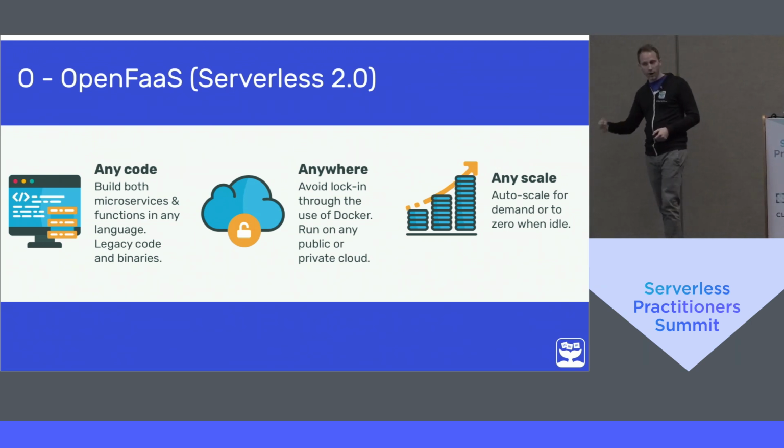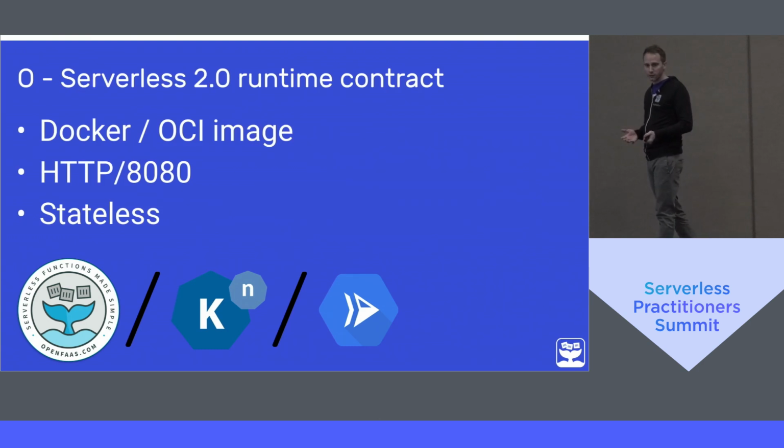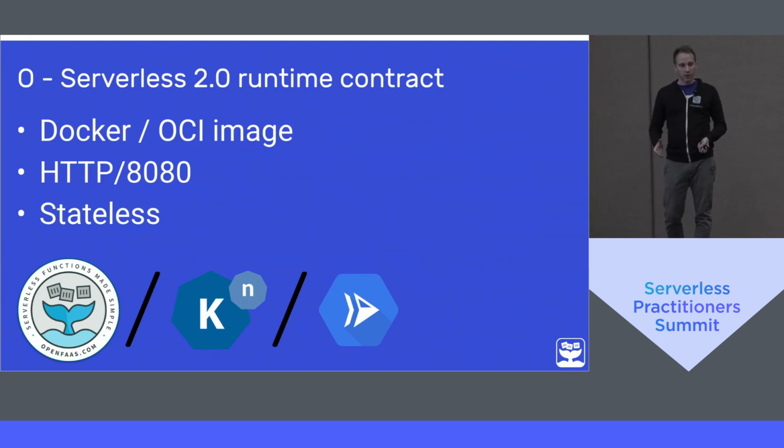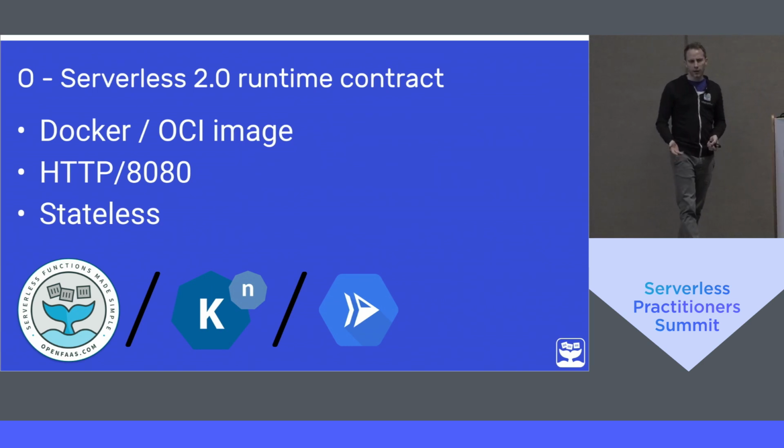And the only way we can do that is by inventing something new, which is a runtime contract. So before, the runtime contract was specific to each cloud, and now it becomes a Docker image that is stateless and listens to HTTP traffic on a given port. If you can provide a container like that, it turns out most code can do that, then you can host it in OpenFaaS, in Knative, and even on Cloud Run.